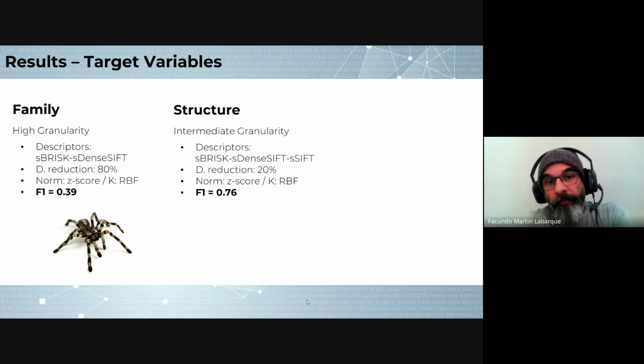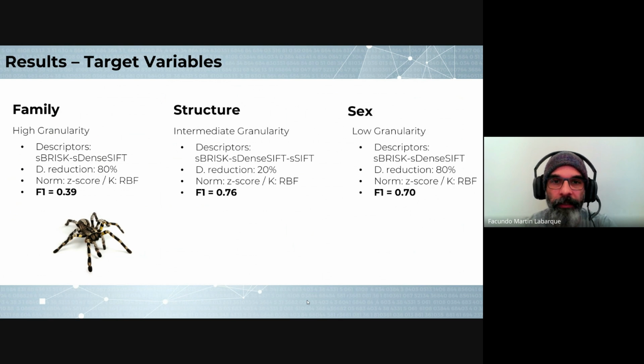Target: the structure, which was our intermediate granularity target. The best scenario was when we used all 3 descriptors in combination. Also, something curious: for the dimensional reduction, 20% of the data matrix could explain these results. Normalization and kernel were the same as before, and F1 was 0.76. That is a really interesting value. We were really happy about this.